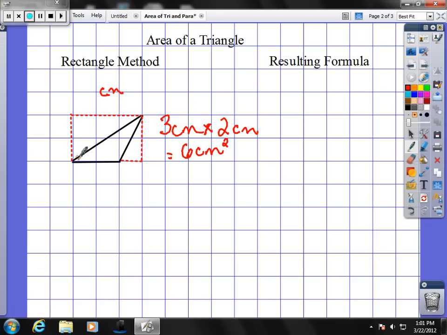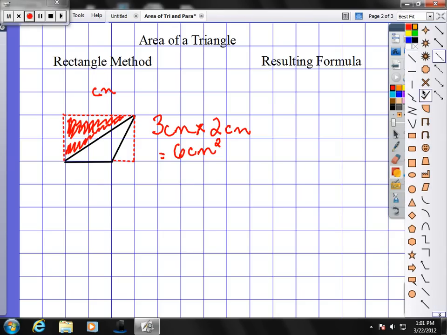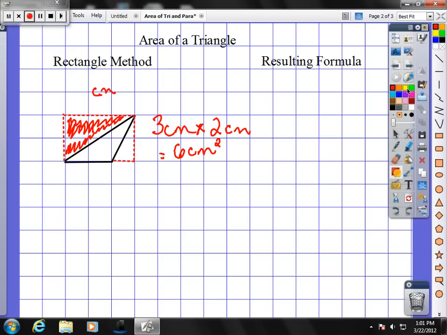Well, what if we just got rid of, I don't want the rectangle, I want the triangle. So if I get rid of half of my rectangle, that's the same thing as taking away 3. So now what we want to do is try and figure out what this other part is. To do that, again, we're going to get a straight line. And this time maybe we'll use green because it'll show up a little better.